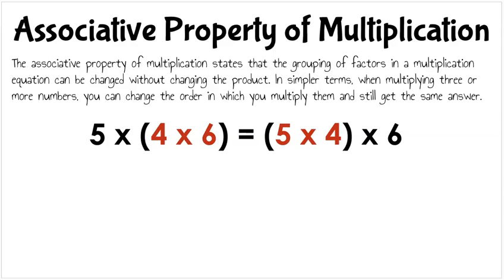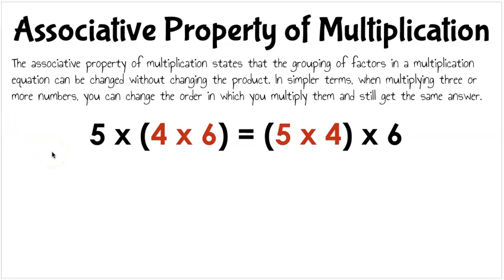The associative property of multiplication states that the grouping of factors in a multiplication equation can be changed without changing the product. In simpler terms, when multiplying 3 or more numbers, you can change the order in which you multiply them and still get the same answer.